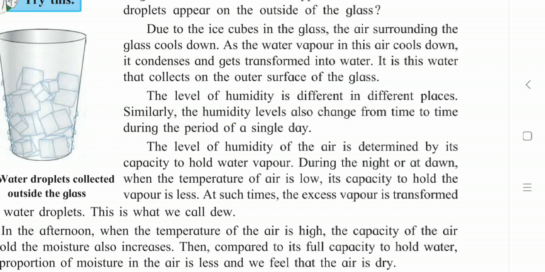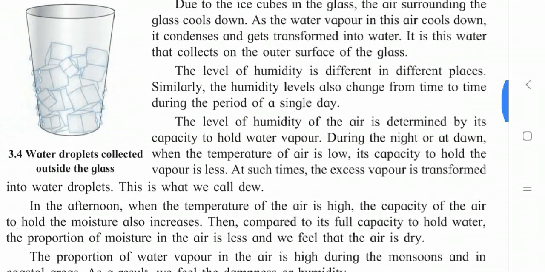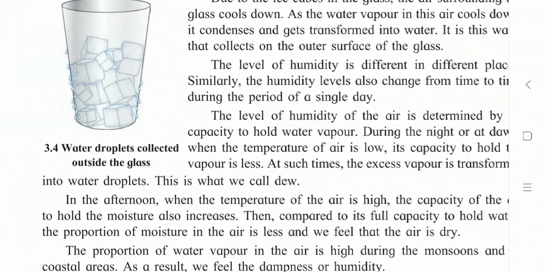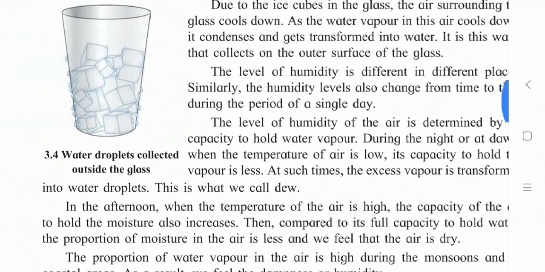During the night or at dawn, when the temperature of air is low, its capacity to hold the vapor is less. At such time, the excess vapor is transformed into water droplets. This is what we call dew.